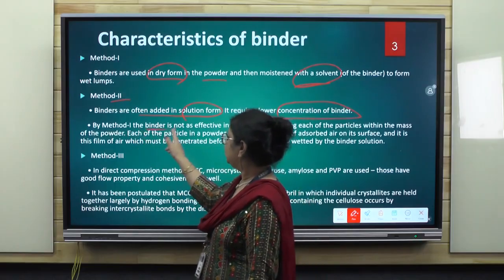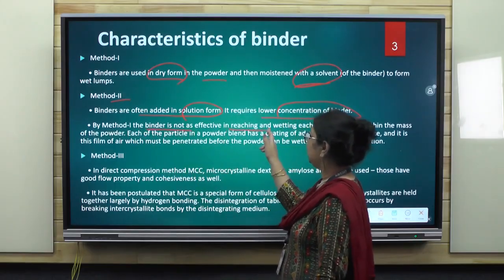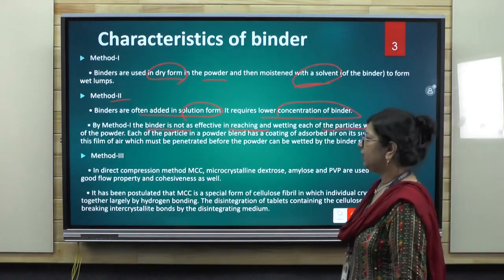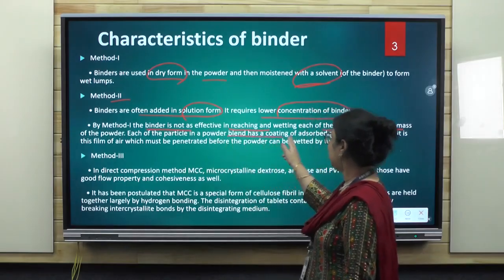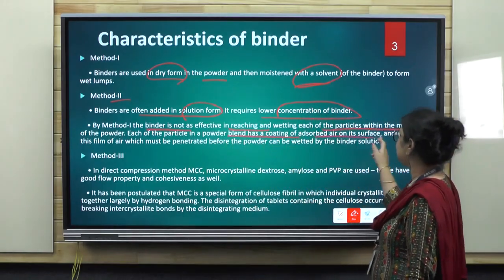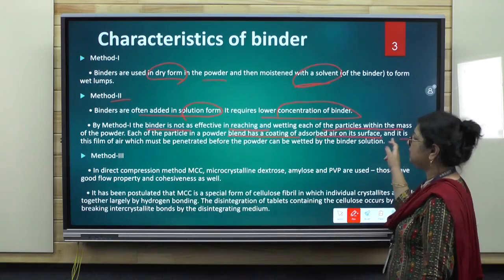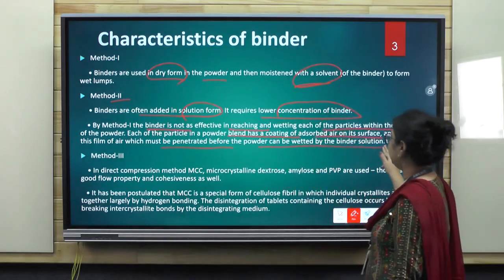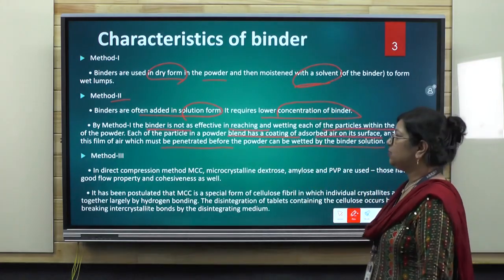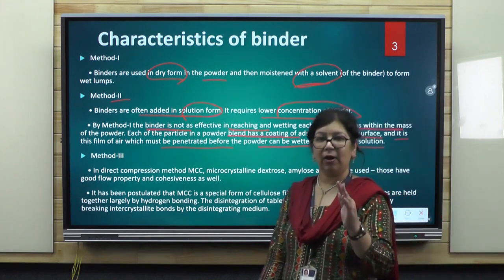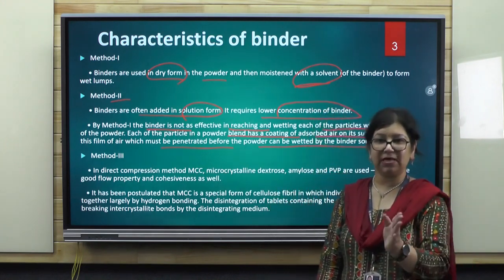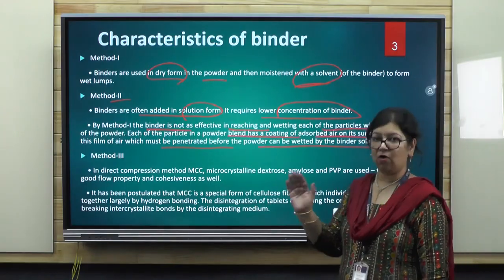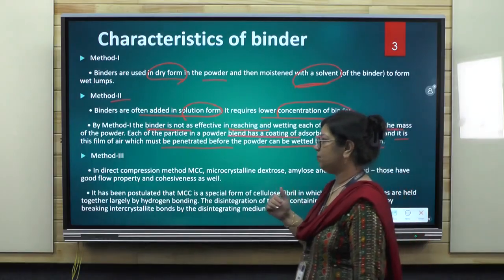So by method 1, the binder is not as effective in reaching and wetting each of the particles within the mass of the powder. Each of the particles in the powder blend has a coating of adsorbed air on its surface, and it is this film of air which must be penetrated before the powder can be wetted by the binder solution, right? Because all the powder mixture has one layer of air adsorbed on the surface, so this has to be displaced by the binder. Then only it can form a film on the powder mass.